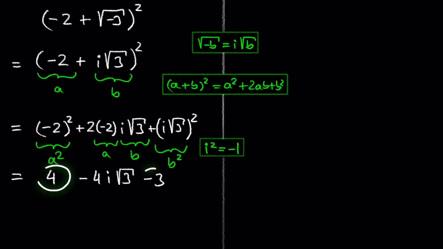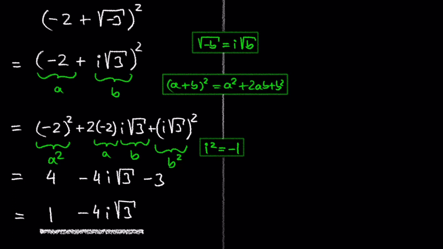4 minus 3 is 1. And we keep the negative 4 times I times the square root of 3. So we get 1 minus 4 times I times the square root of 3, and we are done with this problem. Let's look at the next similar example. 3 minus the square root of negative 7, squared.